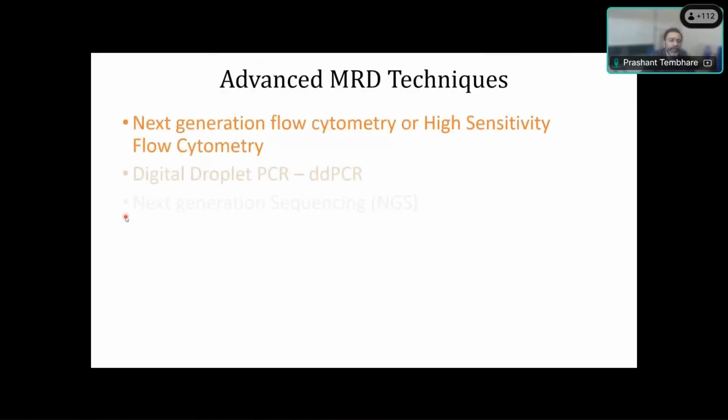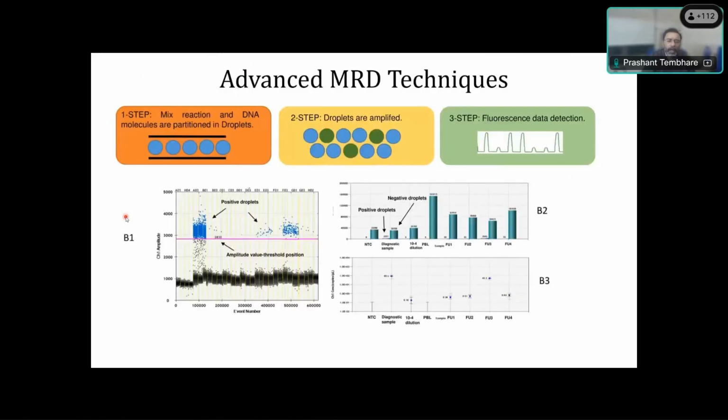Okay, so I already mentioned these techniques. So the droplet PCR, just quickly, in droplet PCR, what happens? You take a sample cDNA or DNA and you make thousands of droplets, usually 20,000 to 30,000 droplets, and in those droplets the PCR reaction takes place, and you detect the fluorescence as a result of the PCR reaction, and you calculate the number of droplets where there was the reaction.